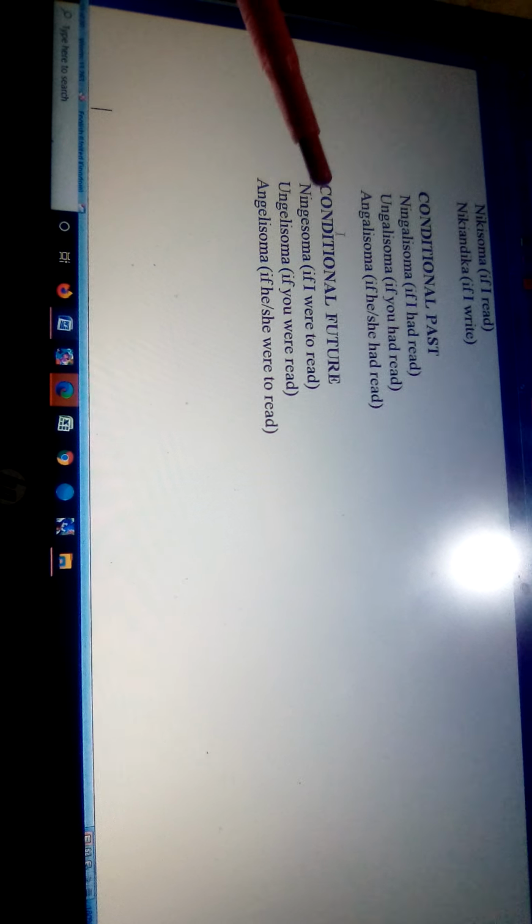We are going to construct sentences. I'll give you examples here, but for now I just want you to have a vivid knowledge about them. Just understand them, their meaning.